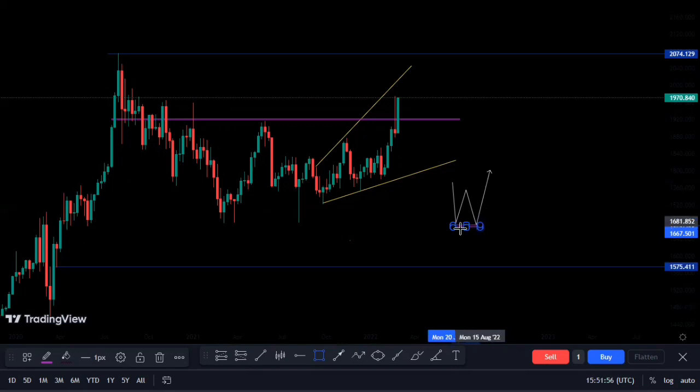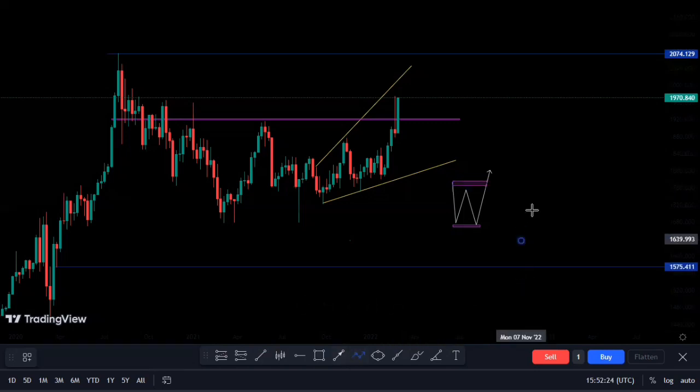A double bottom. So you can also use your horizontal box to outline maybe the levels for you to confirm a reversal pattern or whatever pattern that you're going to be getting. It might be a head and shoulder setup, so you can also use your horizontal box to outline, maybe to cater for the neckline.